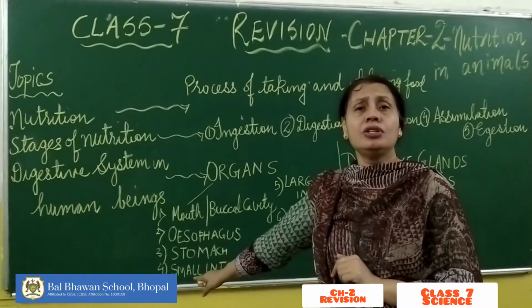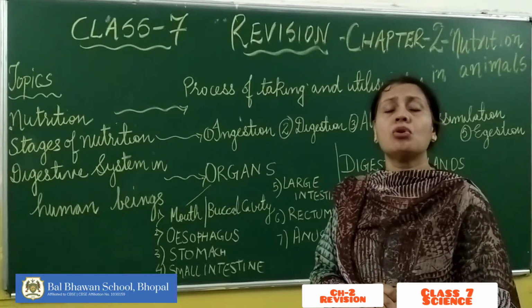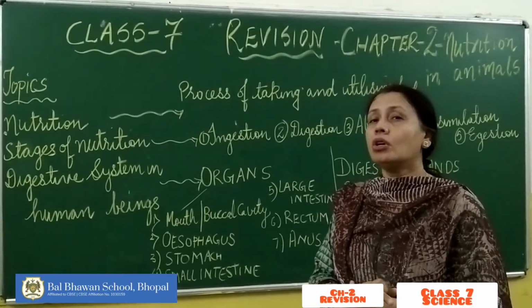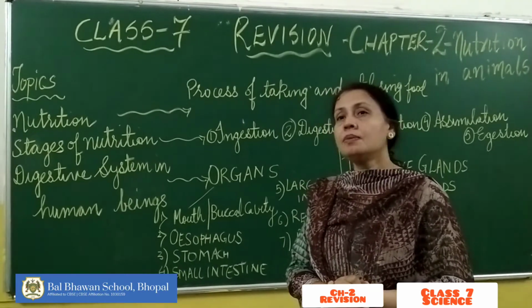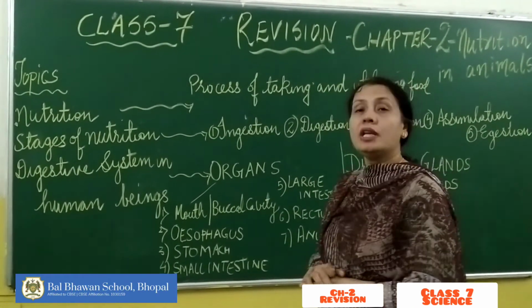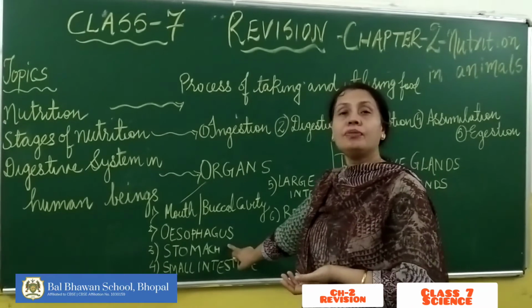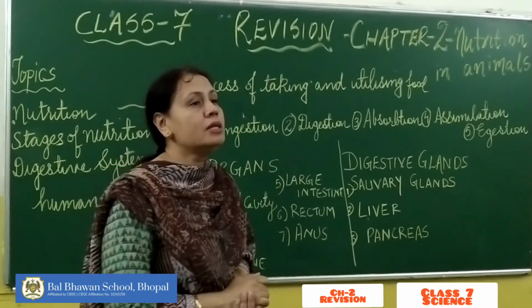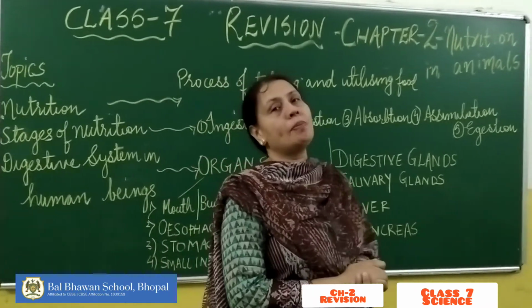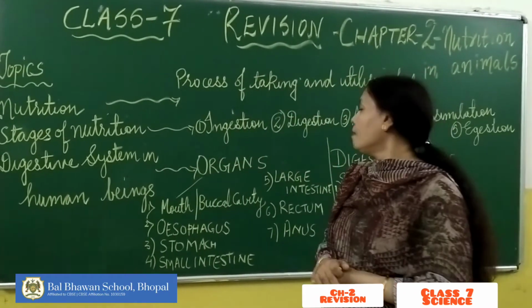Coming to chemical digestion, the stomach secretes a juice called gastric juice, which has three components. One is HCl, one is enzyme, and the third one is mucus. The function of HCl is to make the medium acidic, and besides this, to kill any germs or bacteria present in the food.